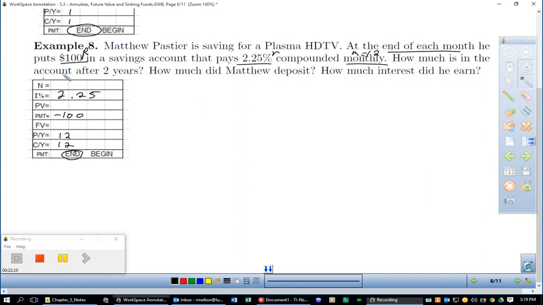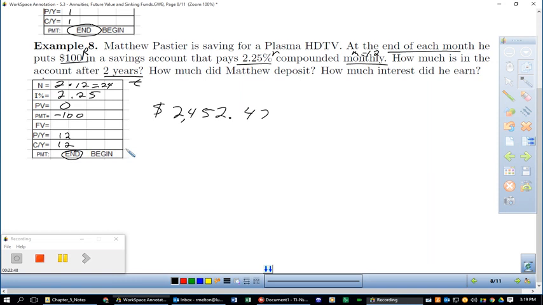How much is in the account after 2 years? So there's time. So we have 2 times 12, 24. And we'll do a present value of 0. We don't know what that is yet. We want to know how much is in the account after 2 years. Okay, so we want to find that future value. So I'm going to use the TVM solver. If we work that out, we get $2,452.47, which is not a phenomenal amount considering he's putting $100 in there after 2 years.